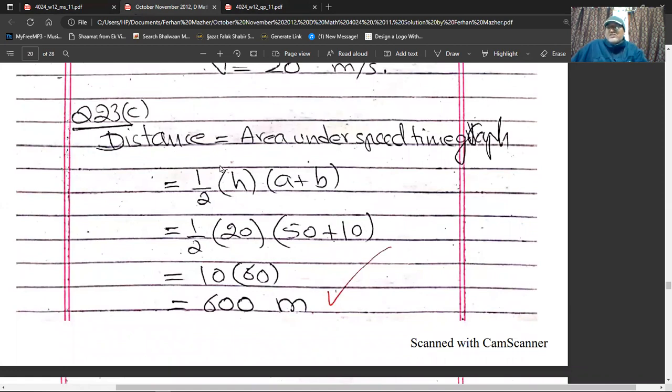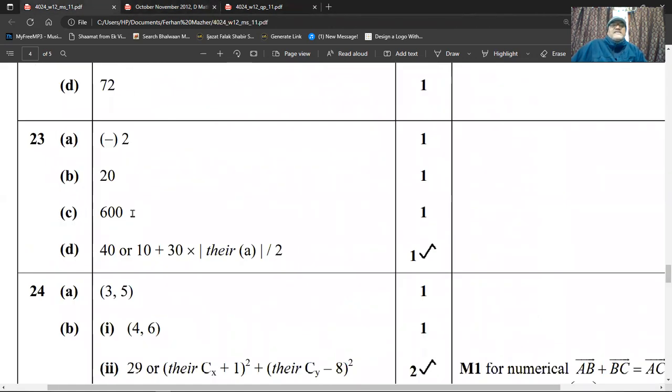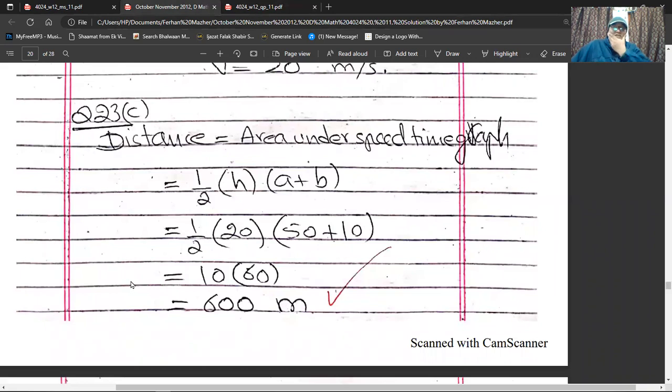So that shape is a trapezium. So 1 by 2 into height into sum of parallel sides. So 1 by 2 into 20, and in this bracket, I will have 50 plus 10. So that will be 10 into 60, and that will be 600 meters. So the distance traveled will be 600 meters. So our answer is right, sir. Question number 23, C part is done.